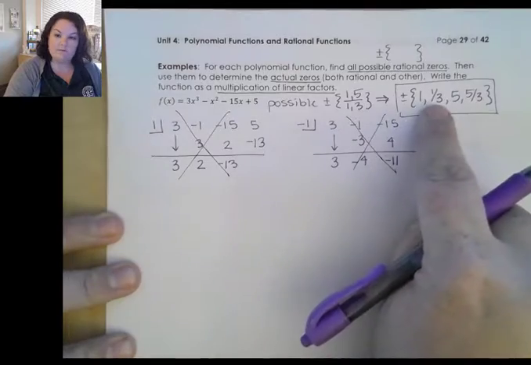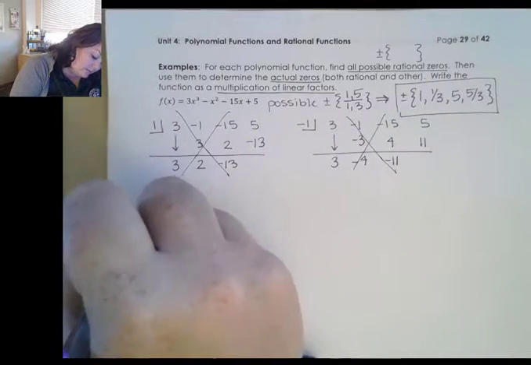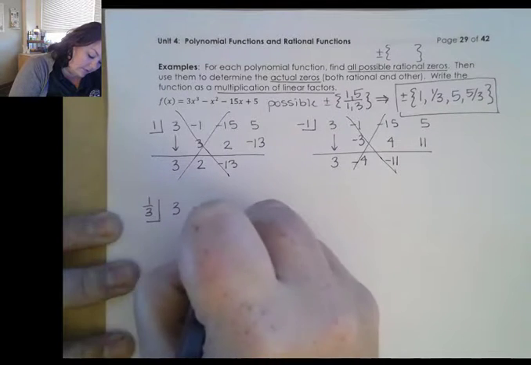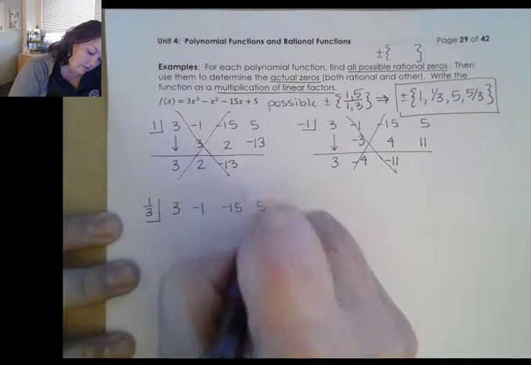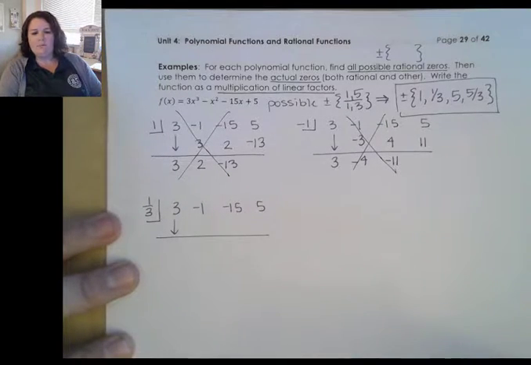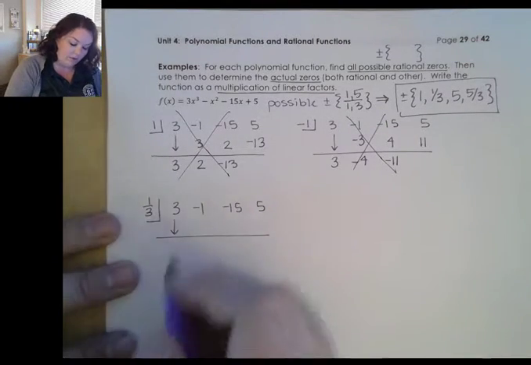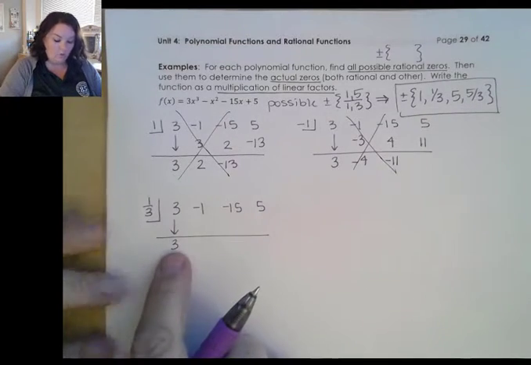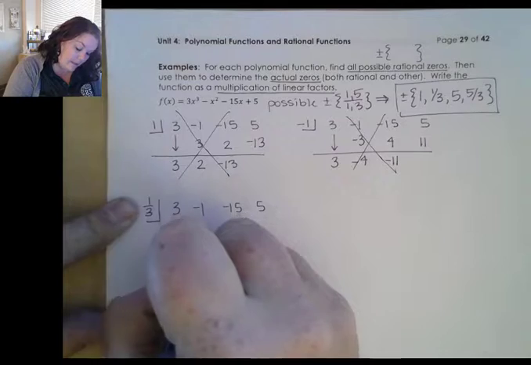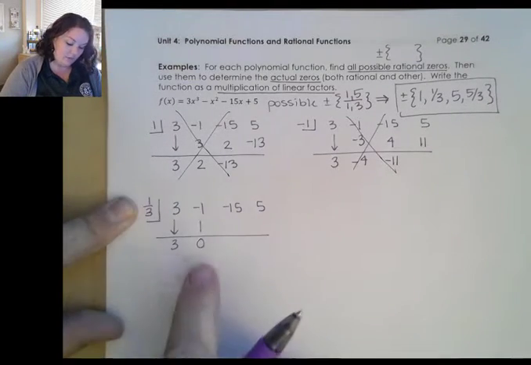Okay, so let's try our next one, which is 1/3. So I'm going to put 1/3 in my box and write out my coefficients. Okay, we haven't done one with a fraction yet, I don't think, but we do it the exact same way. We bring down our first number, 3. 1/3 times 3, or 1/3 of 3, is 1. We combine down and get a 0.